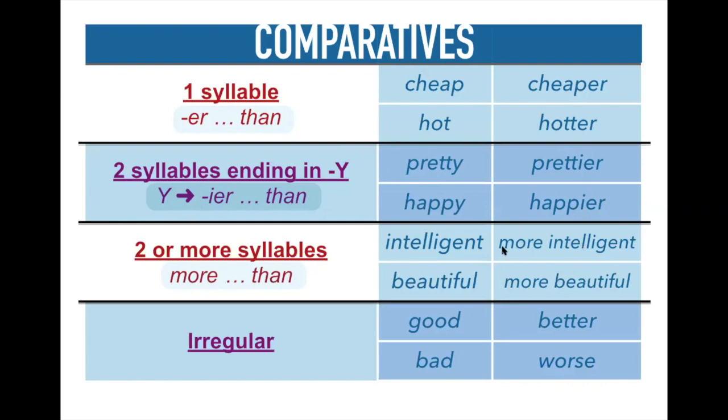Why? Because imagine if we add er to intelligent, it's already four syllables. If we add er, it will be intelligenter. It will be just so long. So that's why we add this word more, okay? And finally, we have irregular adjectives like good and bad, and they change completely. So good changes to better and bad to worse.